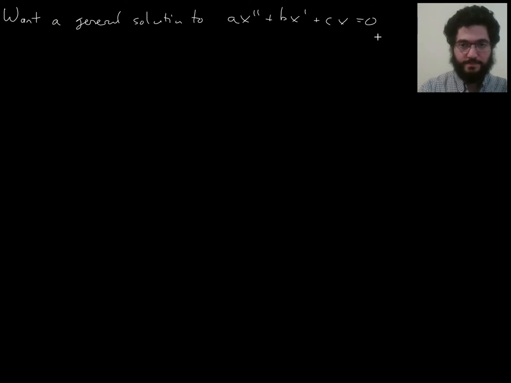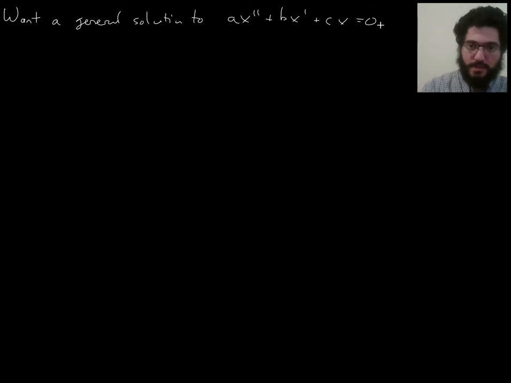So now I'm going to talk about the second case from the three cases we discussed in the previous lecture for dealing with these differential equations. Say you want a general solution to ax'' + bx' + cx = 0. So, a second order linear homogeneous differential equation with constant coefficients.